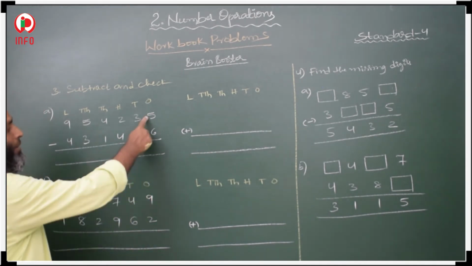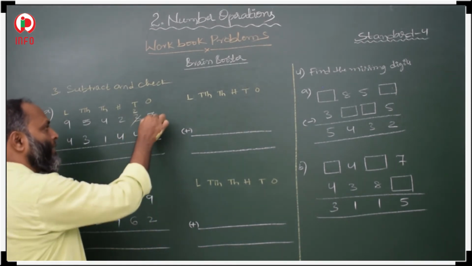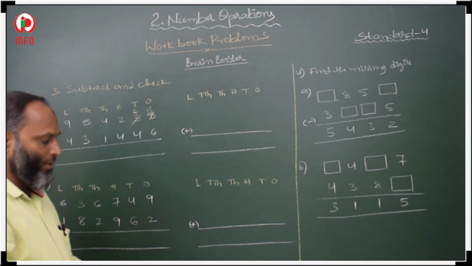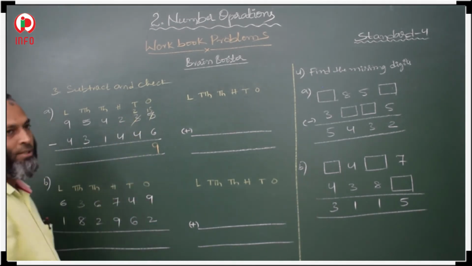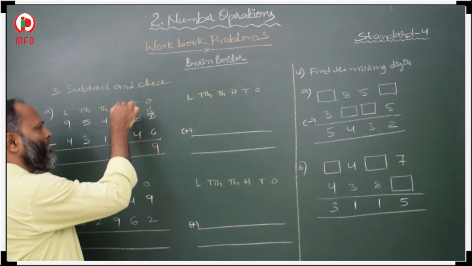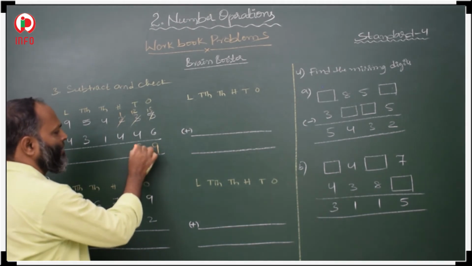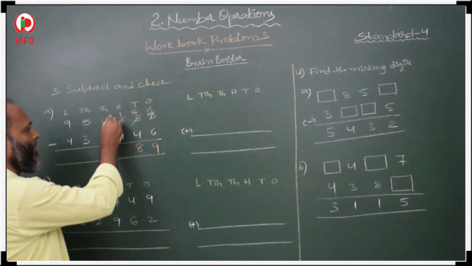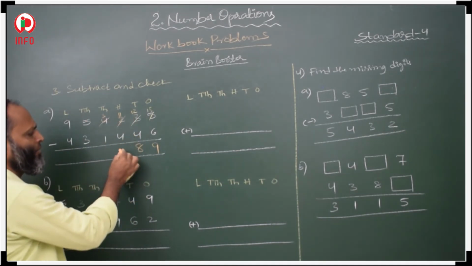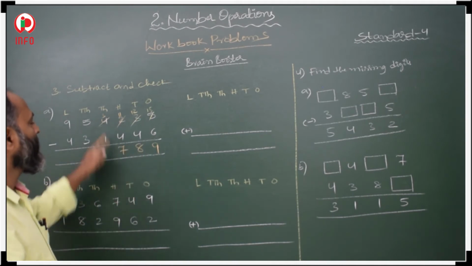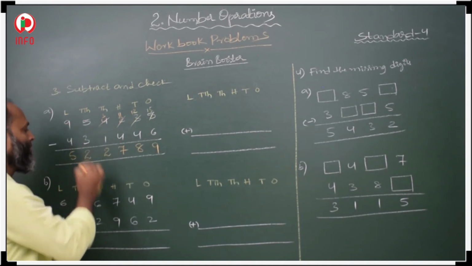So here 5 minus 6, it's not possible. Then we take borrow from next. Here it will decrease by 1, it is increased by 10. 15 minus 6 is 9. Then here 2 minus 4, it's not possible. Again we take borrow from here. It will decrease by 1, it will increase by 10. 12 minus 4 is 8. Then 1. So take borrow from here, it will decrease by 1, it's increased by 10. 11 minus 4 is 7. 3 minus 1 is 2. 5 minus 3 is 2. 9 minus 4 is 5.